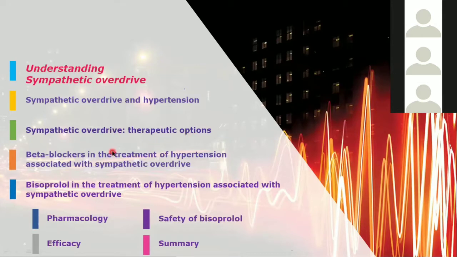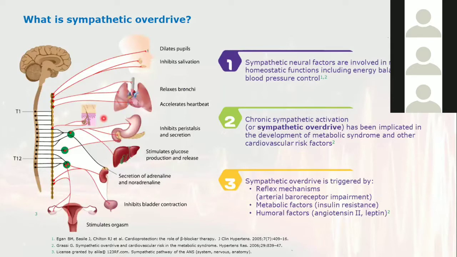And the beta blockers, how can they be utilized in those patients who have hypertension which is associated with sympathetic overdrive? And then concentrate on the particular beta blocker, bisoprolol, in the treatment of hypertension. Perhaps this is the most important slide in this entire presentation, and I'll just try and explain a few things to you on this.